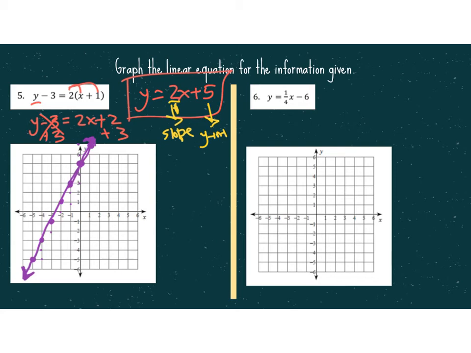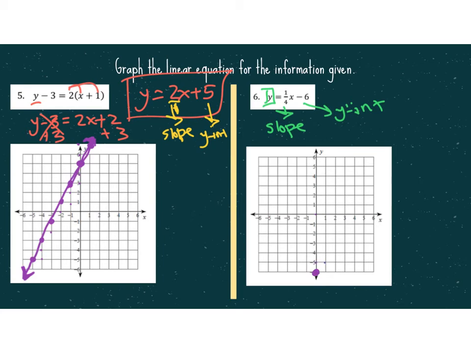All right, next one in number 6. Hey, guess what? We've got an equation in slope-intercept form. Woohoo! So I don't really have to do any work here. There's my y-intercept. And here's my slope. Sweet. So go ahead and graph it. My y-intercept is -6. I'm going to start at the 0 and come all the way down to -6, graph a point. Then the slope is 1/4.